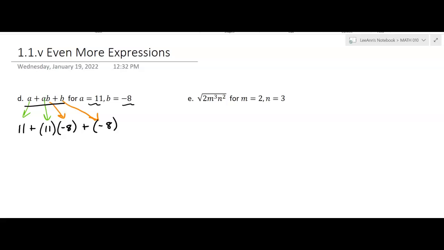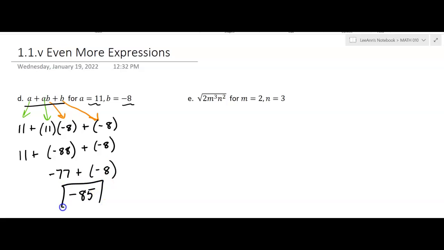What you have to be careful with the notation is your operations, right? You have to know when it's multiplication and when it's addition or subtraction. Okay, so now we follow the order of operations. 11 plus, that's going to be a -88 when I multiply there, plus a -8. How do I want to do that? Well, I might just go left to right. So 11 and -88, that's -77, plus another -8. I'm going to say -85. So a little bit of thinking there for me at the end of this day, but I got -85.